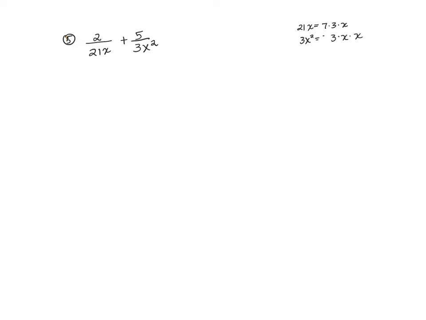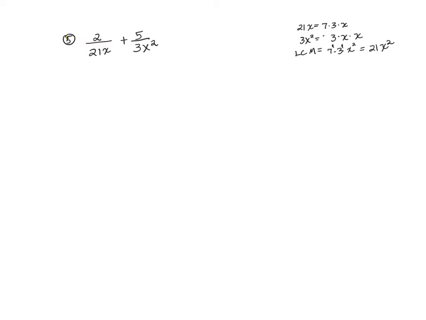To get a common denominator, we should get the least common denominator, or the least common multiple. To get the least common multiple, we list all the different prime factors that appear, and that's 7, 3, and x. And we raise each one to the greatest exponent. So the greatest exponent for 7 is 1, for 3 is 1, and for x is 2. So the least common denominator would be 21x squared.